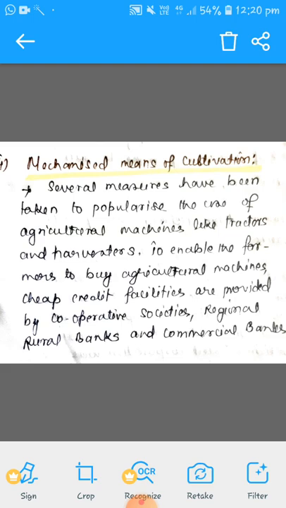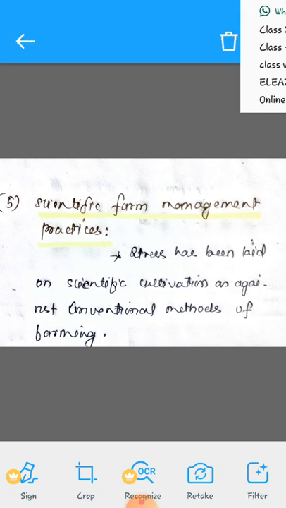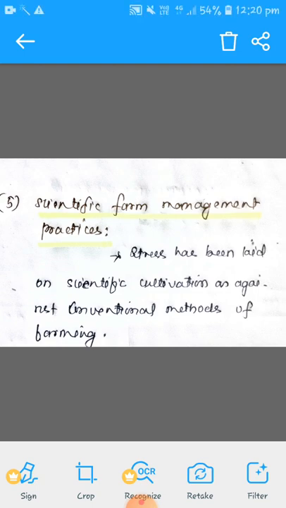Now, scientific farm management practices were encouraged to be adopted by the farmers. What is scientific? Scientific means systematic farm management. Earlier it was conventional methods of farming. They were not taking into consideration how systematically we could do our agriculture.